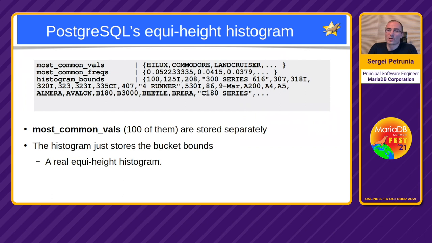The last one that we're going to look at is PostgreSQL. They had histograms way before all the other databases, and it looked like this. They take the most common values and extract them from the data, storing them separately, and then they get the histogram bounds. And they just store the histogram bounds. That is, their histogram is exactly equihight. And they store the value at the bound.